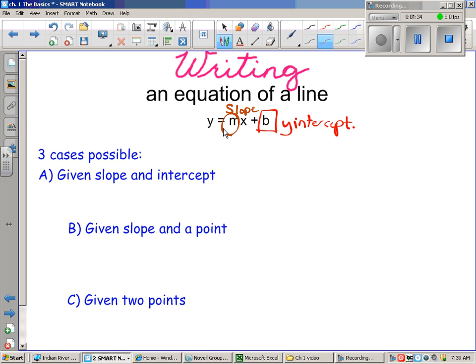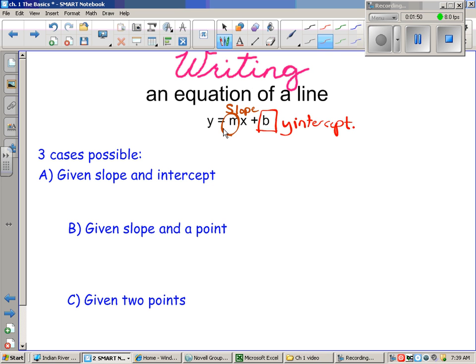Okay, so there are 3 different cases that are possible, and they're going to get progressively harder, but you'll notice every single time we want to know the slope and the y-intercept. No matter what information they give us, we're going to need to find the slope and the y-intercept.